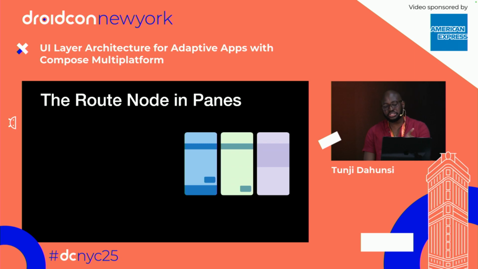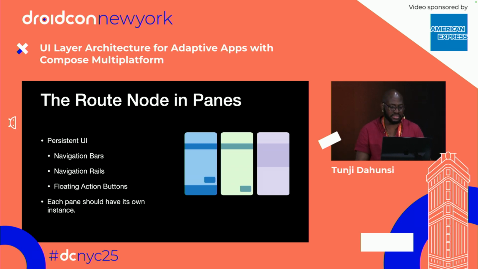So when I want to show this route node in a pane, the thing that, again, I highlighted at the beginning is that we have this persistent UI. You have a floating action button. You have a navigation bar. You have navigation rails. But the thing I want to highlight is each of these panes individually should have their own instance. You probably shouldn't have to put your navigation bar in the root of your activity or in a fragment. You shouldn't have like a singleton. Give each pane its own.